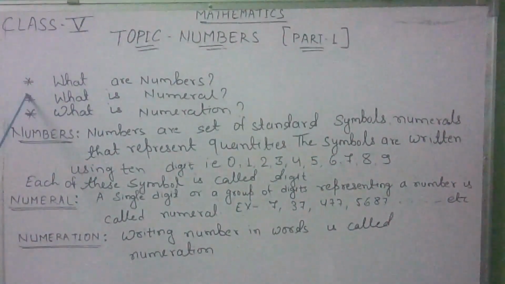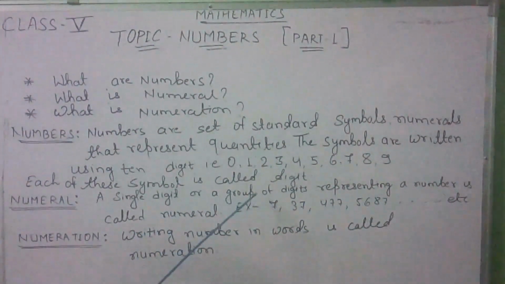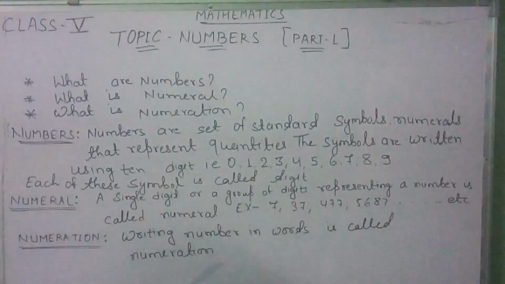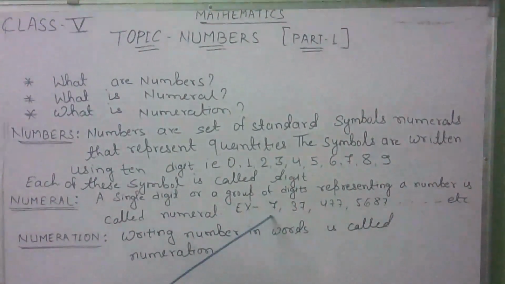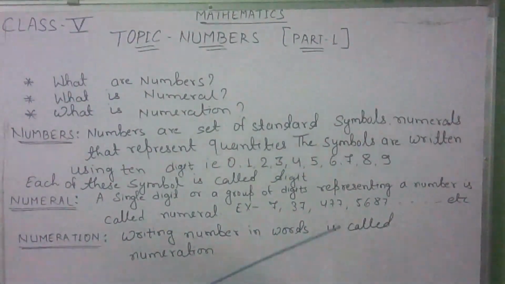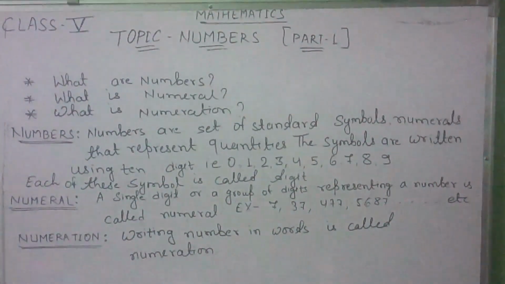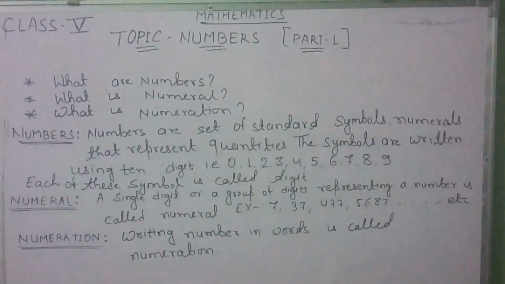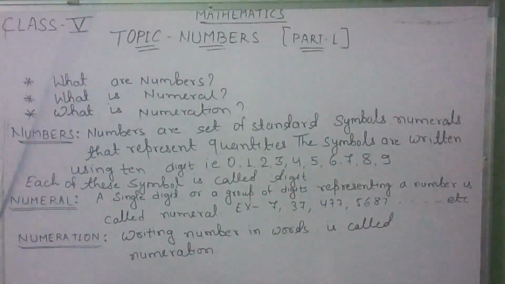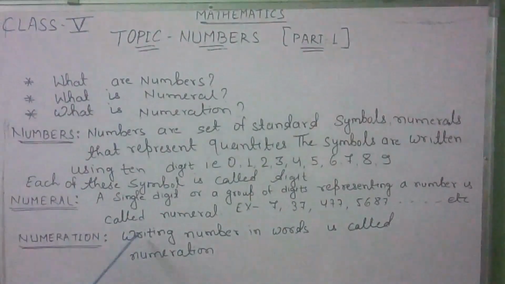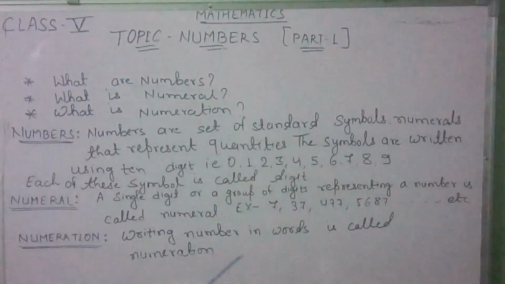Now the second question is, what is a numeral? A single digit or a group of digits representing a number is called a numeral. Examples: 7, a single digit; a 2 digit number 37; a 3 digit number; a 4 digit number. Any single digit or group of digits is called a numeral. Now the next question is, what is numeration? Writing numbers in words is called numeration.